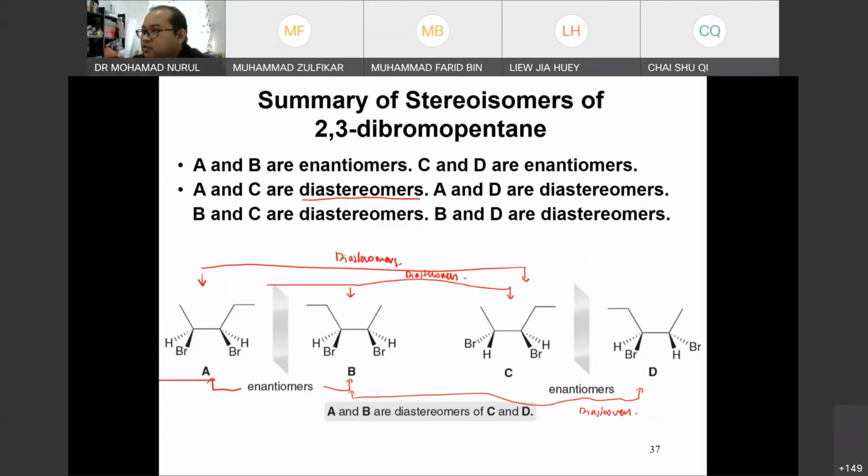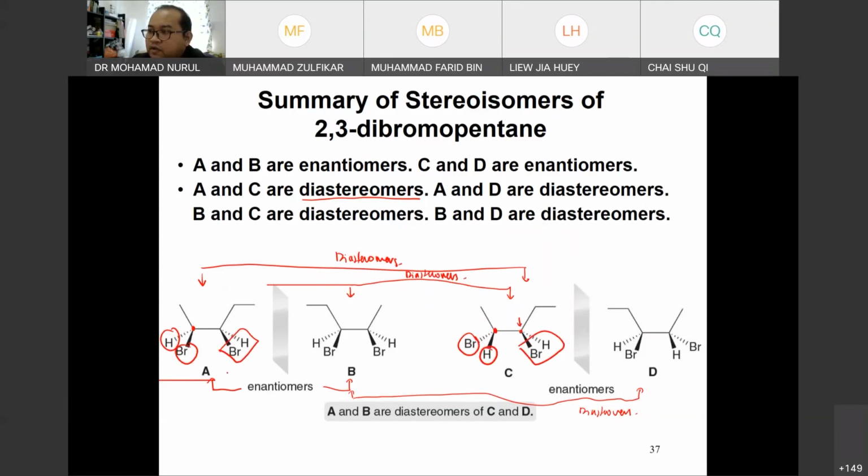Now we will do more exercises to make sure that you understand. It's better to do that. For the diastereomers, it only differs at one carbon. That's why we call them diastereomers. If there are more carbon differences, we call them enantiomers. Okay, for diastereomers, one carbon is the same. This one is the same. Okay, this one is different.